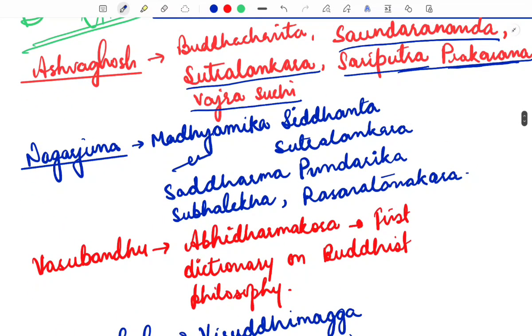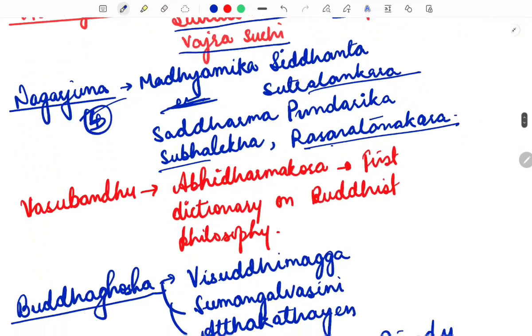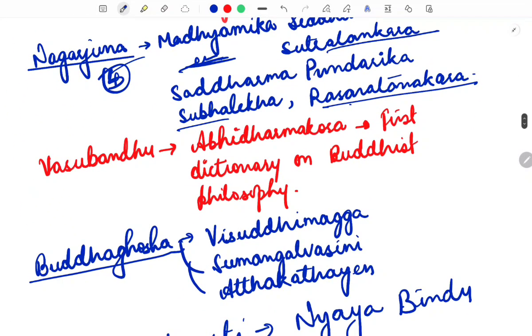One more writer is Nagarjuna, you must have heard his name. Nagarjuna wrote the Madhyamika Siddhanta, and next the Madhyamika Sutralankara. He actually wrote 5 works, and the third one was Saddharma Pundarika, and all of these I have written here. You can just go through it.